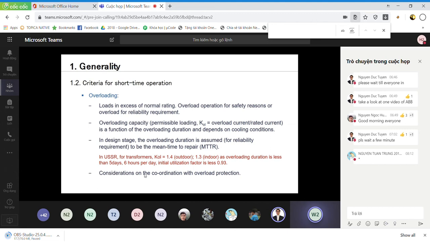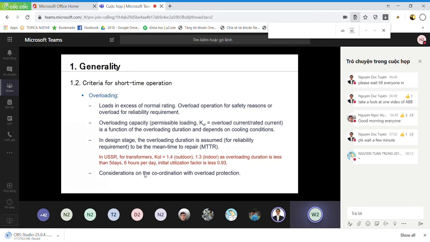In that case, in the USSR for transformers, KOL equals 1.4 for outside and 1.3 for inside, as long as the overloading duration is less than 5 days or 6 hours per day and the initial utilization factor is less than 0.93. The next consideration is the coordination with the overload protection.